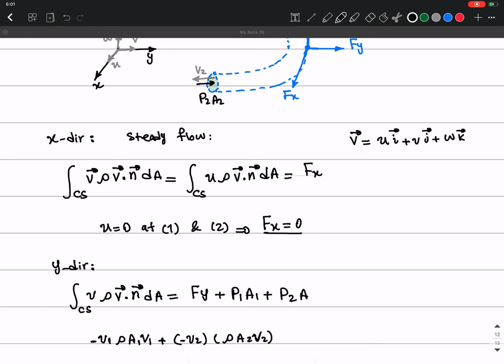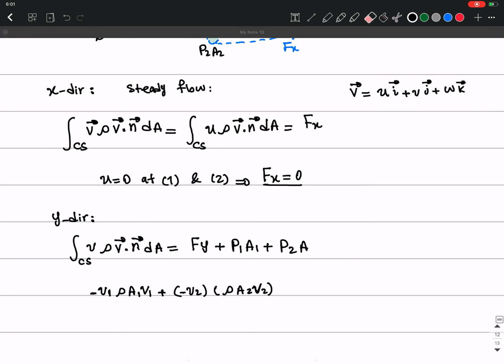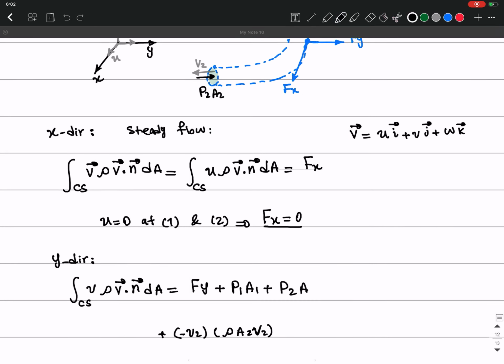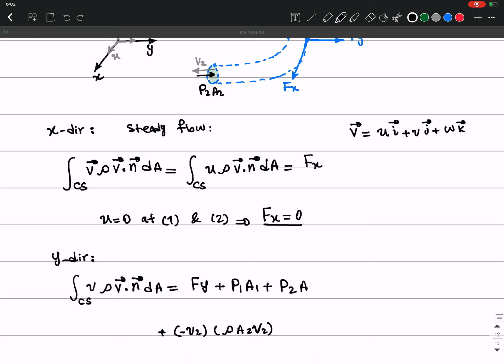Okay, let me explain this again so you better understand what this comes from. The first term of this, what is v, right? So v at section 1 has a positive direction, so I'm just going to write it as V1, right?